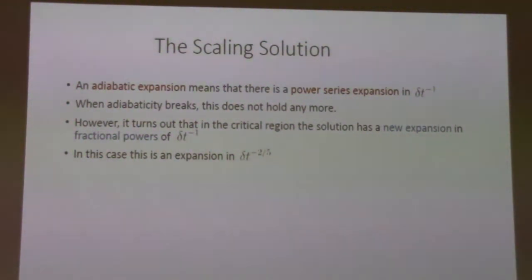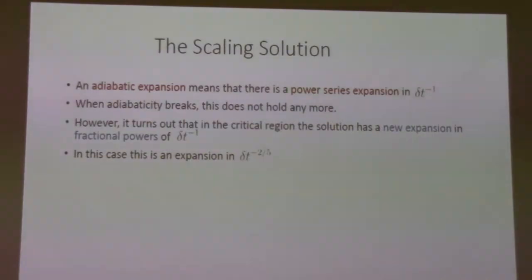What we found rather surprisingly, and this is something you can find just by analyzing the system of equations without even solving them, is that in the critical regime, that means near t equal to 0, there is a new expansion for large values of delta t. The new expansion is not a power series in delta t inverse, it's an expansion in fractional powers of delta t. The fractions required in this expansion are determined by the original critical exponents in the problem. In this case, it turns out that the expansion is in powers of delta t to the power minus 2/5. This actually happens in equilibrium critical behavior as well.